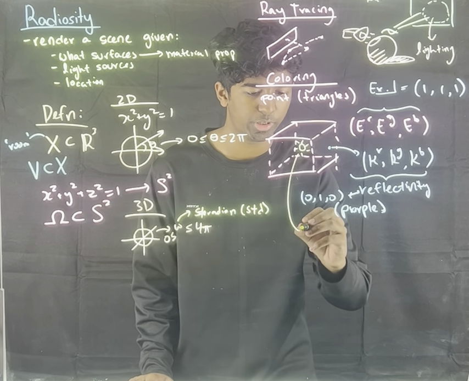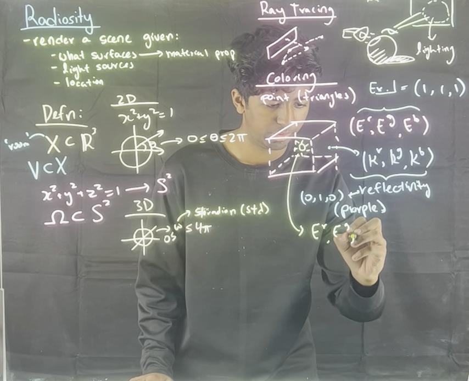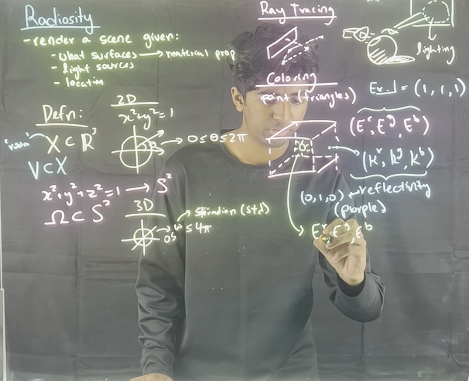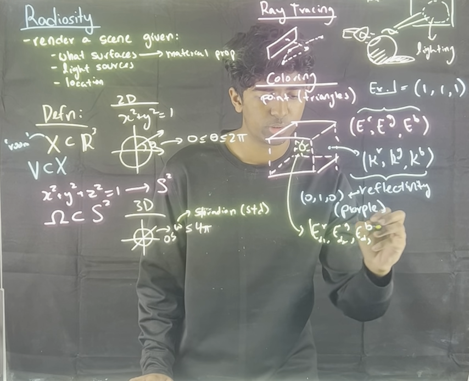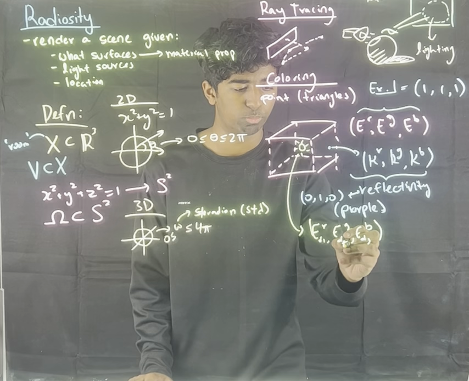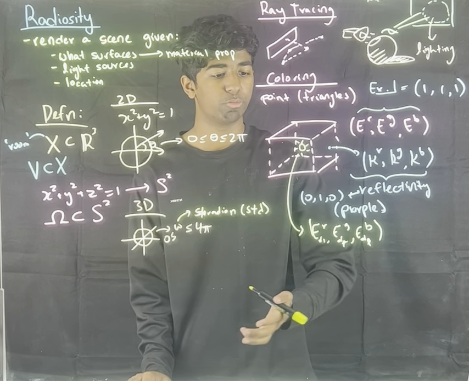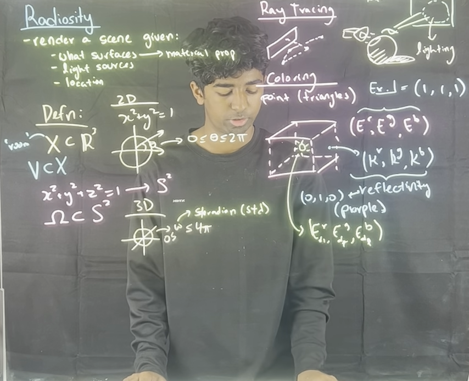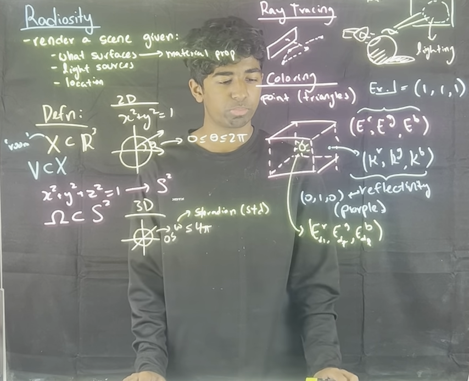Let's say this light source has ER, EG, EB, and let's say it's D1, D2, D3, because there can be any number of Ds for the light source. It's because there can be multiple light sources, right? So we just denote them by subscripts of D.